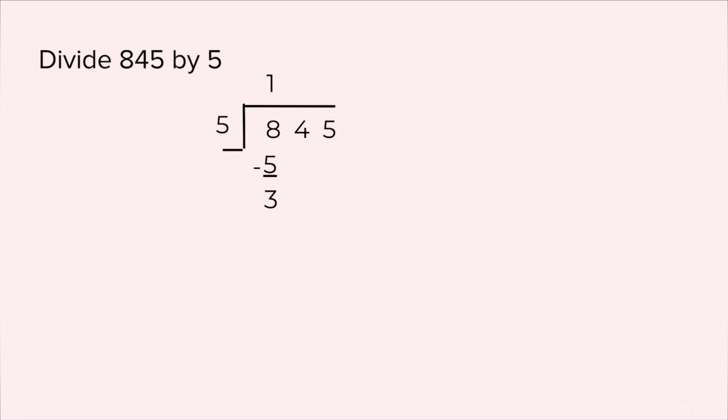We are left with 3. Then we bring the next digit down, 4. We get 34. 5 will go 6 times in 34. 5 6s are 30. 6 on top, 30 at the bottom. We subtract. We are left with 4.